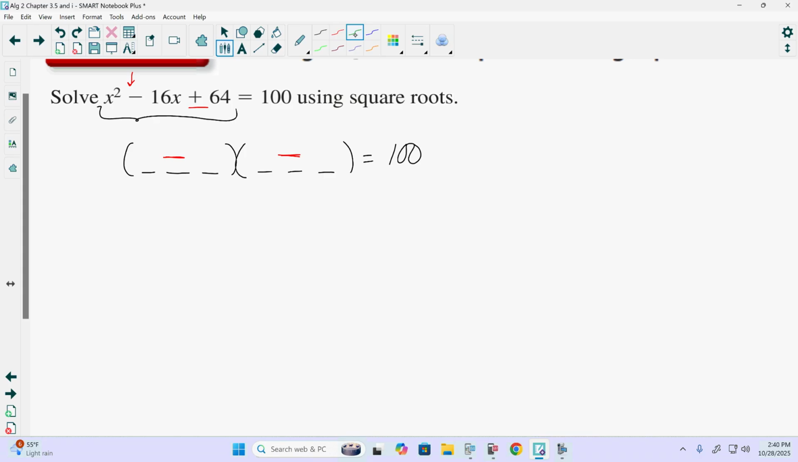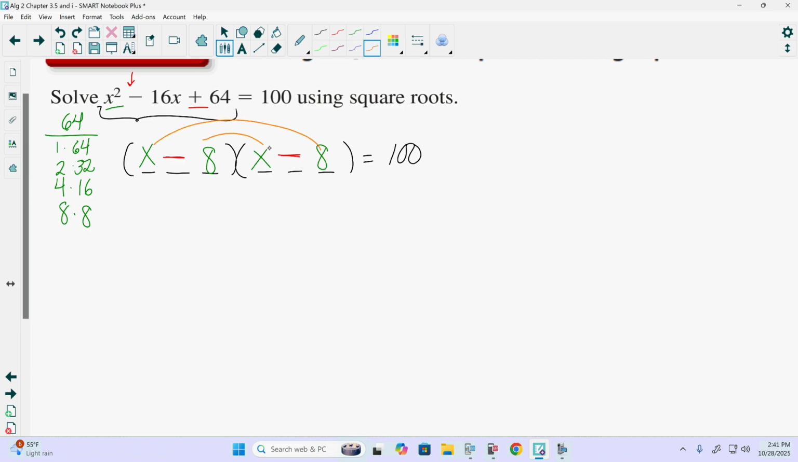Now we need to find the factors of the first and third term. Well, factors of x squared are x and x. And realistically, that's the only factors of x squared. Now our factors of 64. We have 1 and 64, 2 and 32, 4 and 16, and 8 and 8. And the first set of factors that we're going to try is going to be 8 and 8.